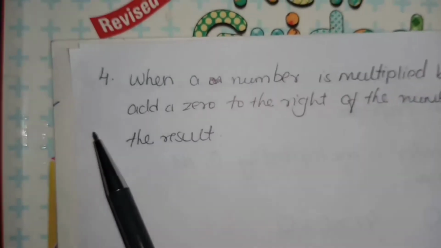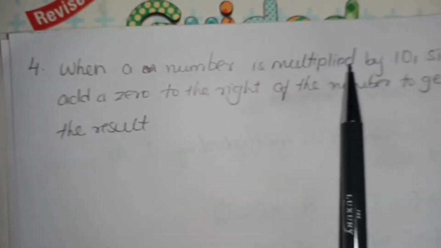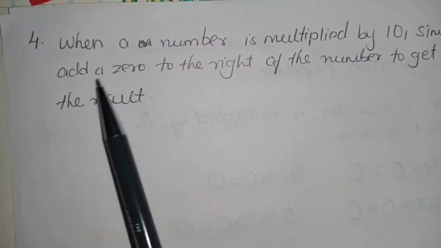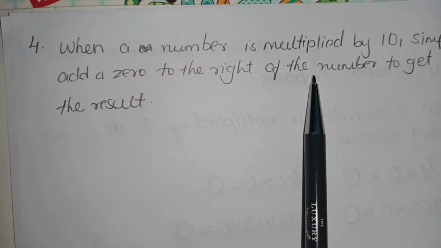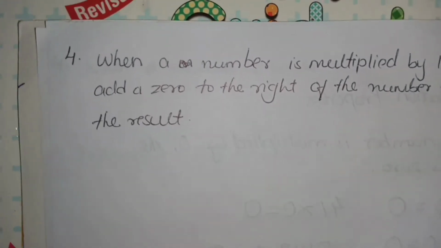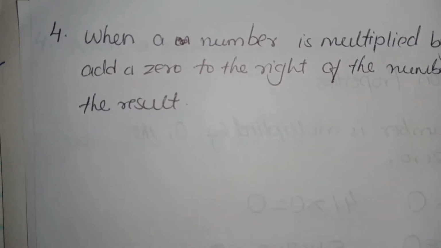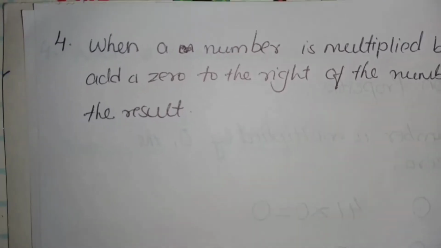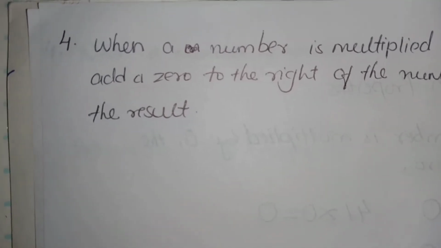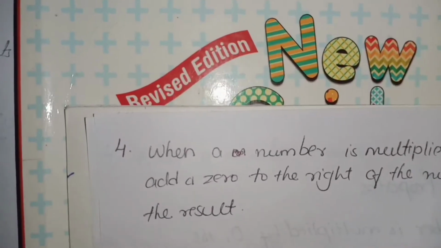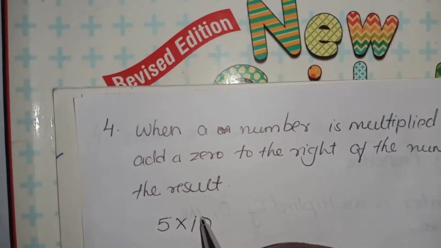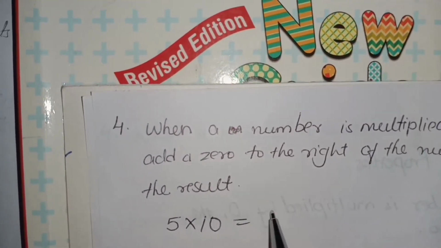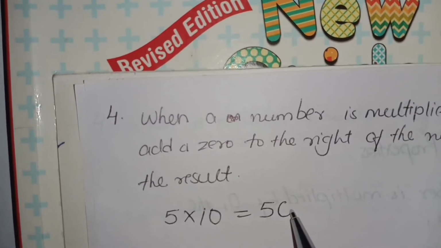Next property number 4 is that when a number is multiplied by 10, what you have to do, it is very easy. Simply add a 0 to the right of the number to get the result. So when we are multiplying any number by 10, we have to add that 0 to the right of whatever product we get. Now see how to do. 5 into 10. You know this already that 5 10s are 50, but 5 1s are 5, and we will add 1 0 to the right hand side.